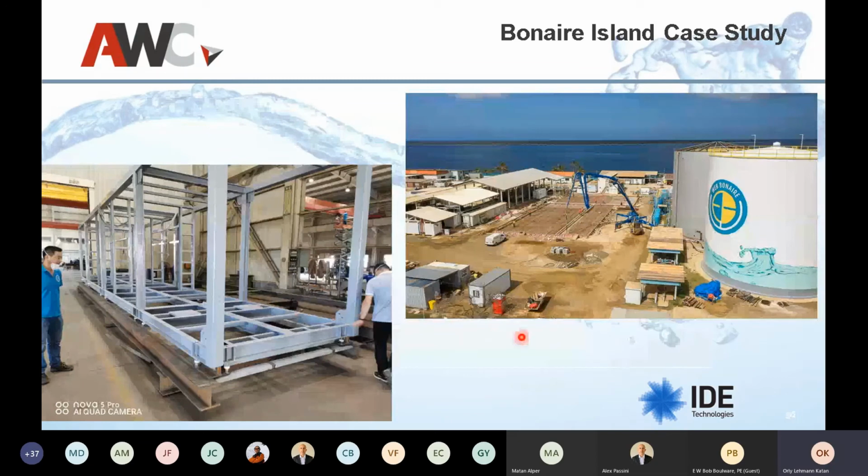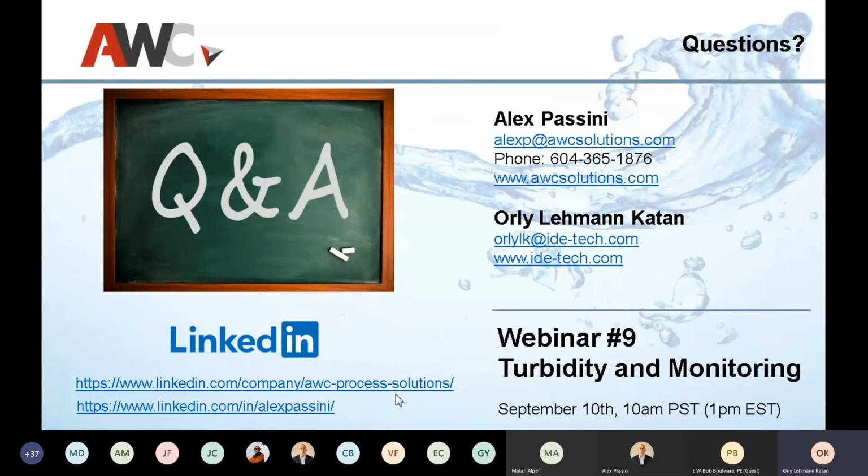And this is just to show you that they're working on site here. And these are the skids being prepared for the RO units in the workshop. And that's me.